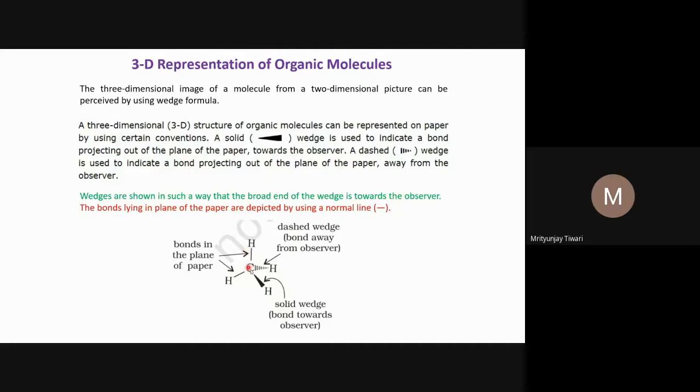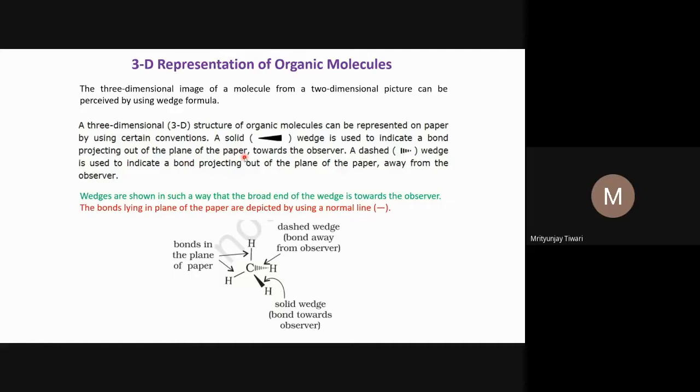So this is one thing that one should understand. These are the important points. A three-dimensional structure of organic molecules can be represented on paper by using certain conventions, and this is one of the conventions. A solid wedge is used to indicate a bond projecting out of the plane of the paper.